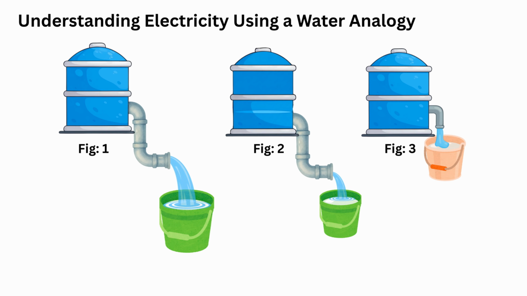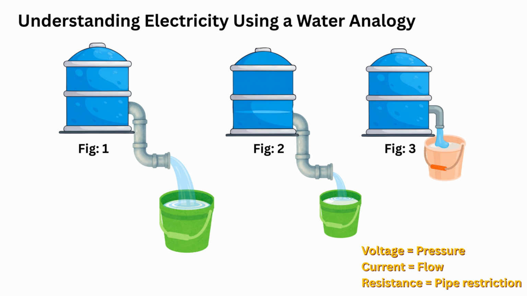And in the third case, the tank is full again, but now the pipe is narrow. So even with full water, the flow is less. From these three situations, we understand something important. The pressure of the water pushes it through the pipe. This pressure is like voltage. As water flows through the pipe, that flow is called current. Now, when the pipe is narrow, it resists the flow of water. That restriction is called resistance.